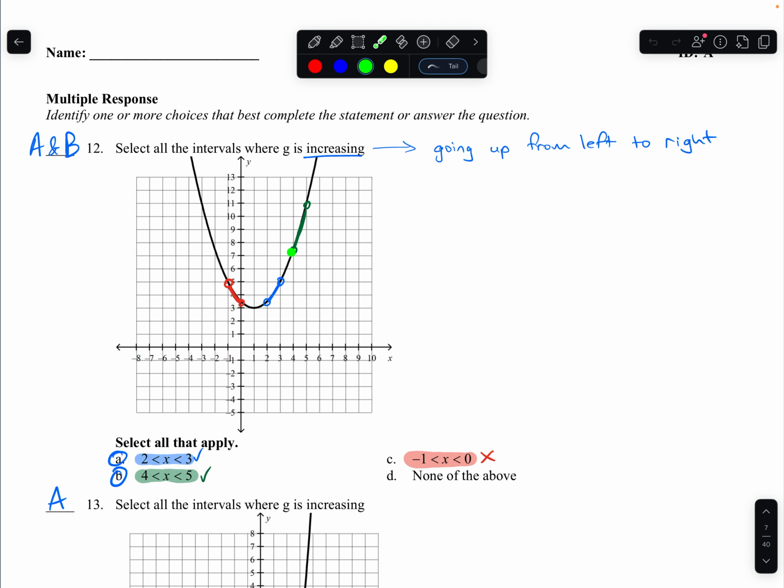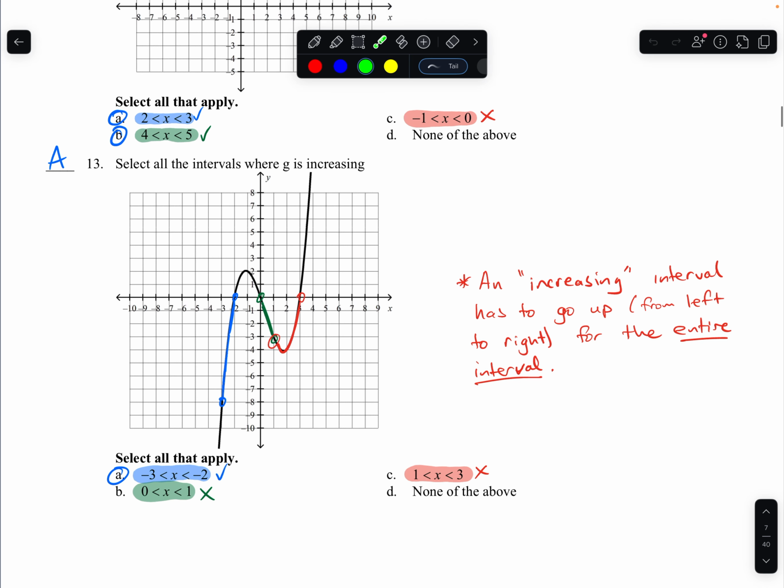We can do the same thing for B and find an increasing interval from 4 to 5, so that one's also an answer. But from -1 to 0, that's from here to here on the graph, it's going down from left to right, so we don't circle C. The answers are A and B.